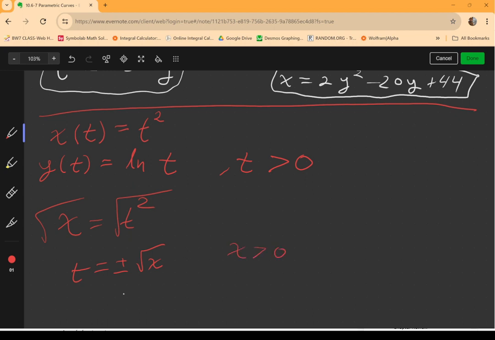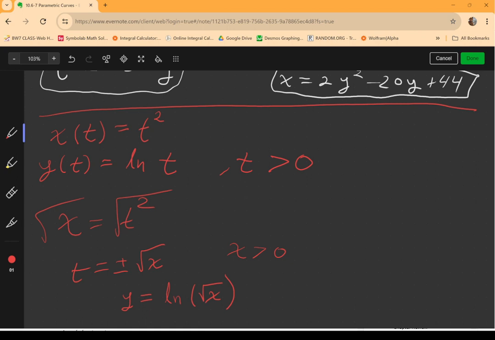Now if we want to plug it into y, we have y equals ln of t. Since t must be greater than 0, I'll choose the positive. So we get y equals ln of the square root of x. And that's one approach to do this.